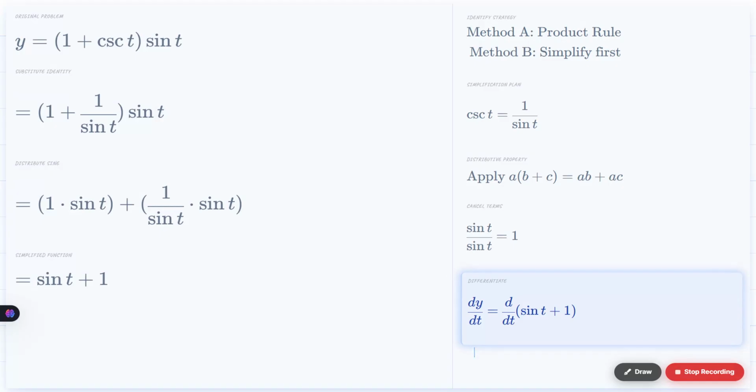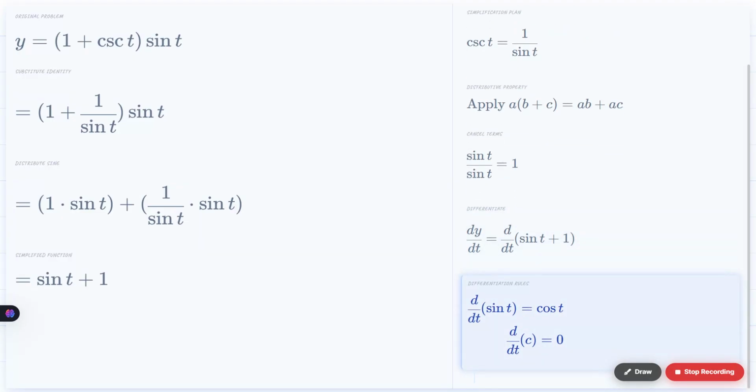We find the derivative of sine plus 1. We do this to see how the function changes. Finding the derivative is the goal of this problem. We use rules for finding derivatives. We do this to know how to change each part. The derivative of sine is cosine and the derivative of a number is 0.